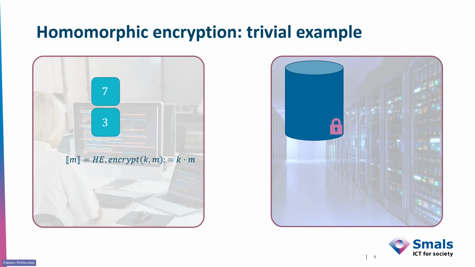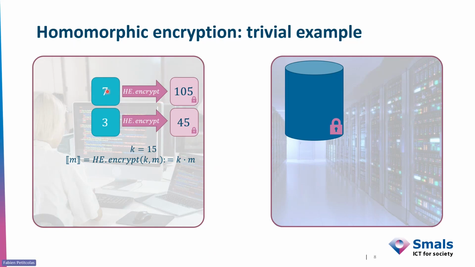So let's assume that our client has two numbers, 7 and 3, which they wish to do some computation on, and that computation will be just the addition. We assume here that the encryption function is in fact just the multiplication by the key. So the input data, the input message M, is multiplied by the key K. And for the sake of this example, I'll use K equals 15.